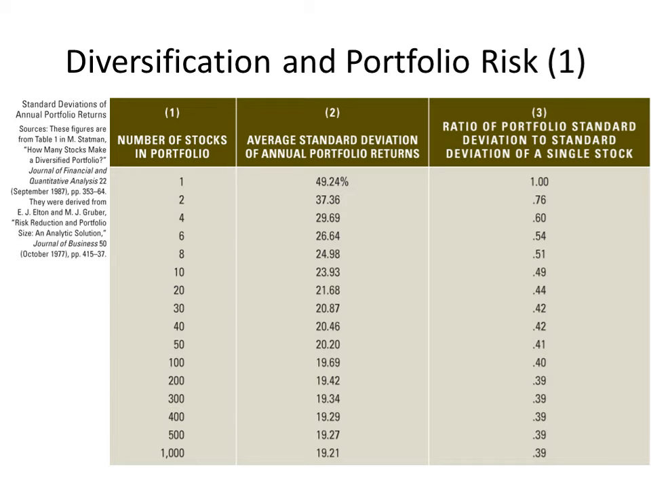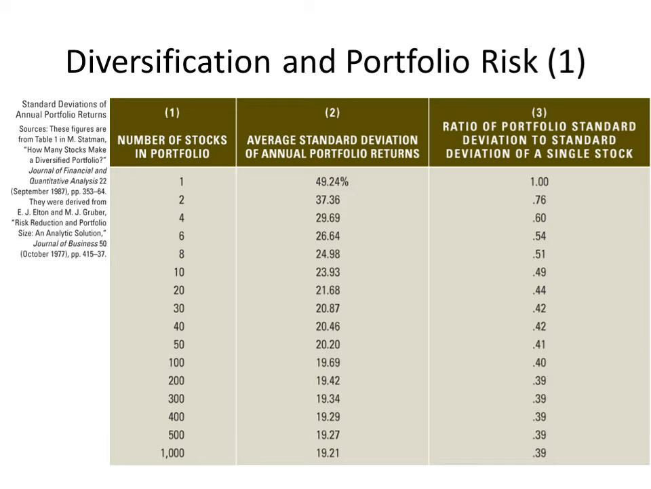Now we're going to look at what adding additional stocks to your portfolio does to the total risk of the portfolio. What we have over here in the left-hand column are the number of stocks in the portfolio. In the second column is the average standard deviation of annual portfolio returns, and in the third column is the ratio of the portfolio standard deviation to the deviation of a single stock.